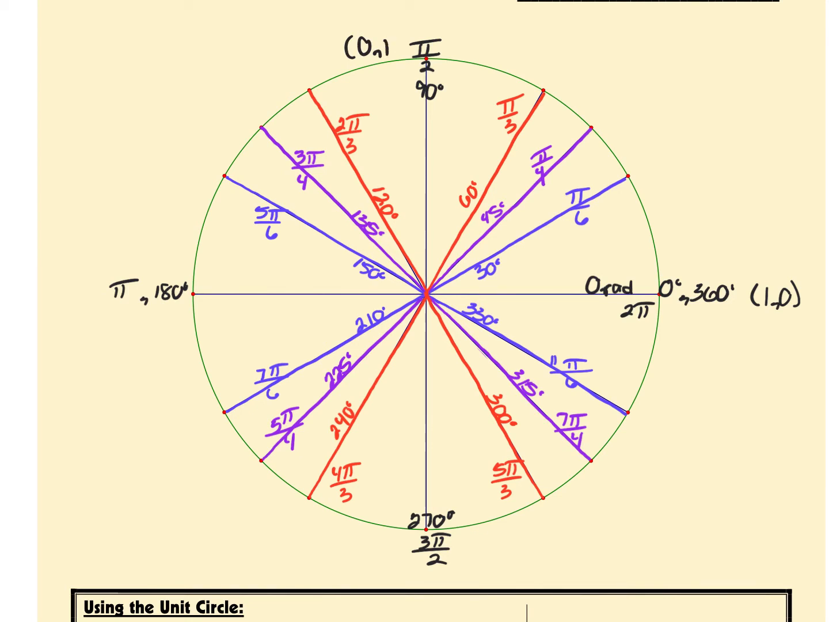Over here on the left is going to be a negative 1, 0. And at the bottom, we're going to have a 0, negative 1. Now we can pull in those ordered pairs from the previous video.